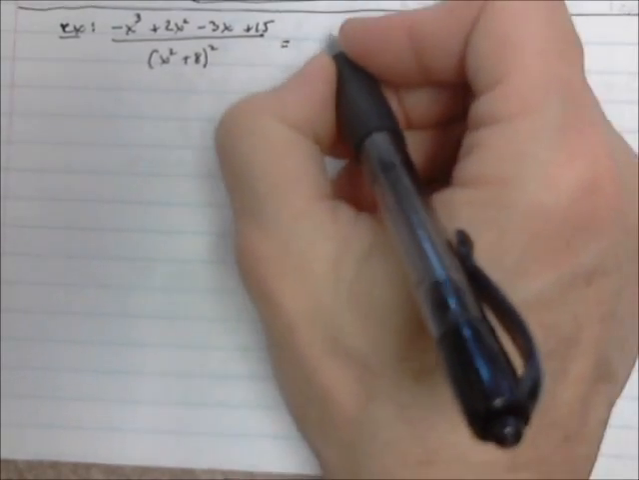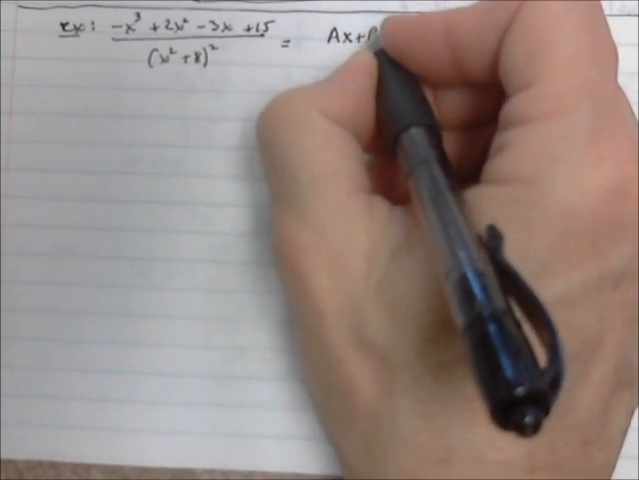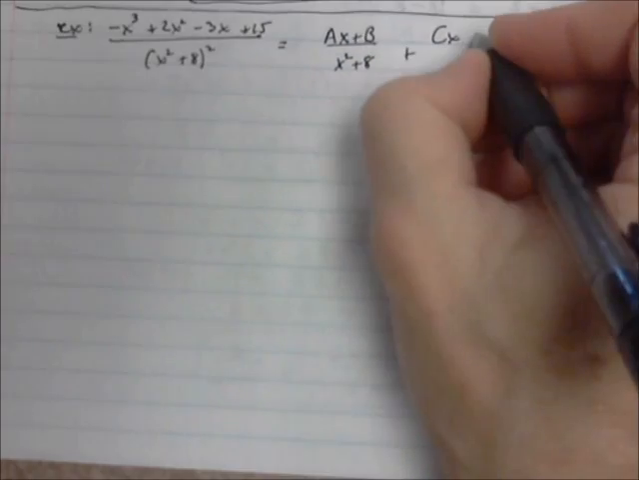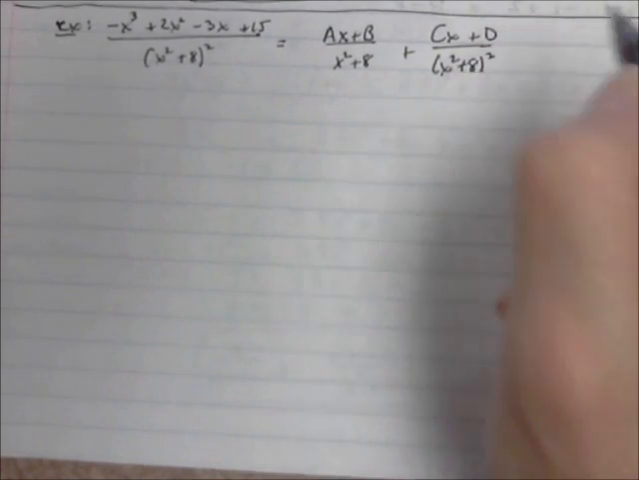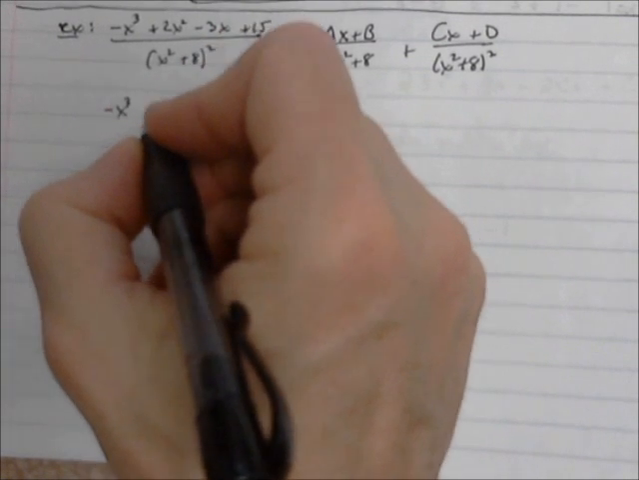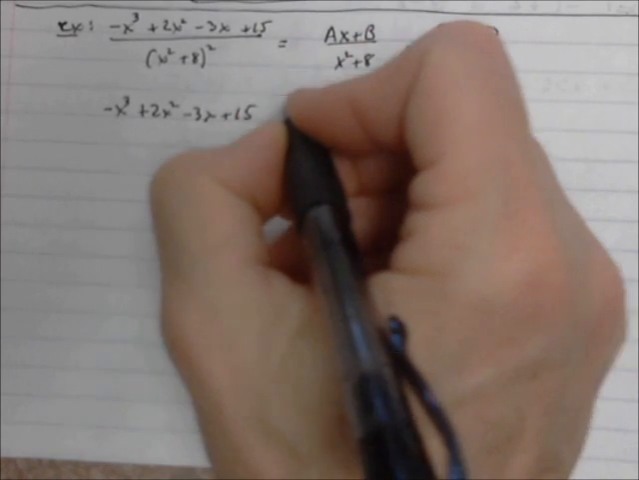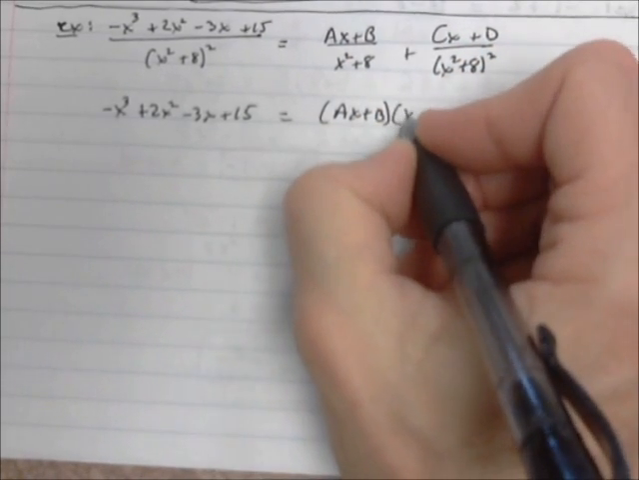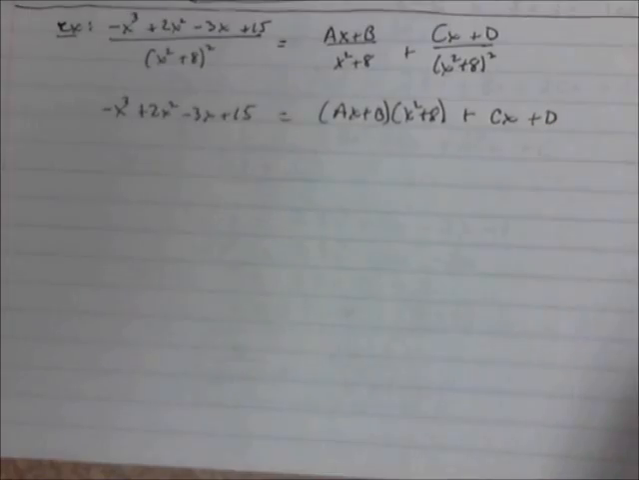So we're going to set this up like we did before. We have an unfactorable quadratic, so we have (ax plus b) over (x squared plus 8), and then we have (cx plus d) all over (x squared plus 8) raised to the second power. To clear the denominators, we get negative x cubed plus 2x squared minus 3x plus 15 is equal to (ax plus b) times (x squared plus 8) plus (cx plus d).